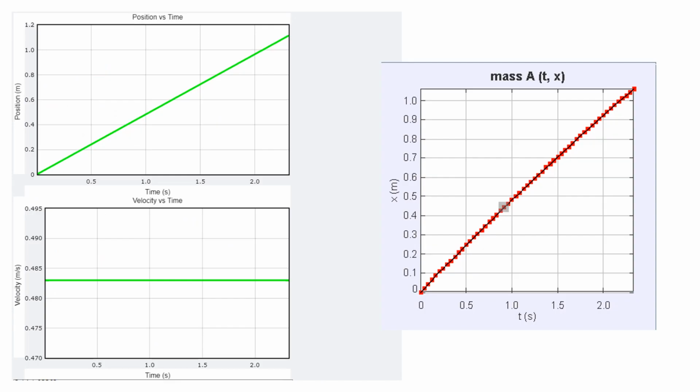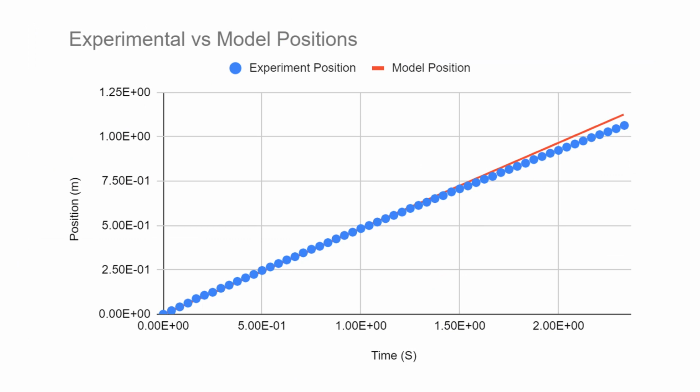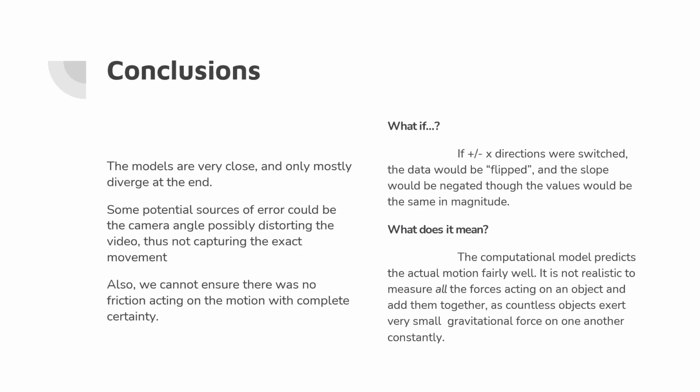Here are the graphs created from GlowScript and Tracker respectively. And here is the data from both experiments laid on top of each other, both the experiment position and the model position. We can see they're fairly similar and diverge more towards the end. And to get into why, some potential sources of error could be the camera angle possibly distorting the video, thus not capturing the exact motion.